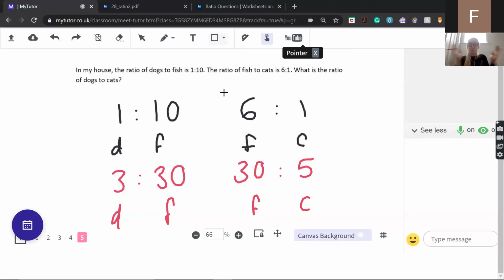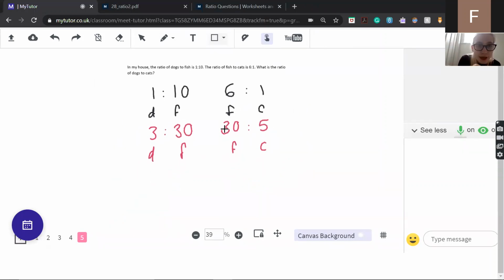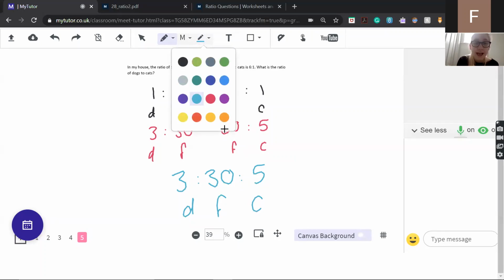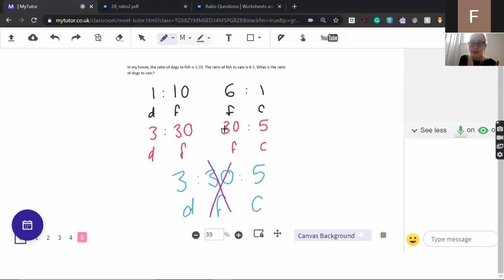So we're going to combine it. Like I said, we're kind of like slotting them together. So then what this becomes is 3 to 30 to 5, right? Dogs to fish to cats. Literally imagine like overlapping those two 30s. Become one ratio. So that means for every 3 dogs, there are 30 fish and there are 5 cats. And now because we just want the ratio of dogs to cats, we're going to ignore the fish because we're not interested in those. And we're left with a ratio, 3 to 5. That's our ratio of dogs to cats. For every 3 dogs, there are 5 cats. Hopefully that one makes sense.